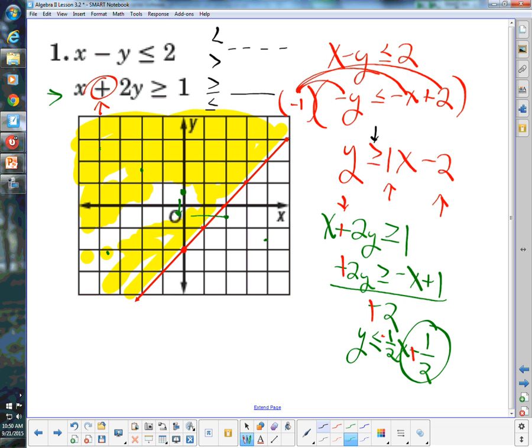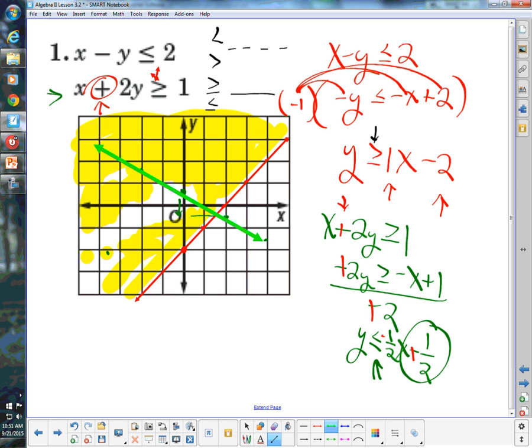Now we'll get a line there, and because this is that greater than or equal symbol, we need to flip it like we did over here. So we're using the less than or equal. It's going to be a solid line once again. So let's get this solid line over here.